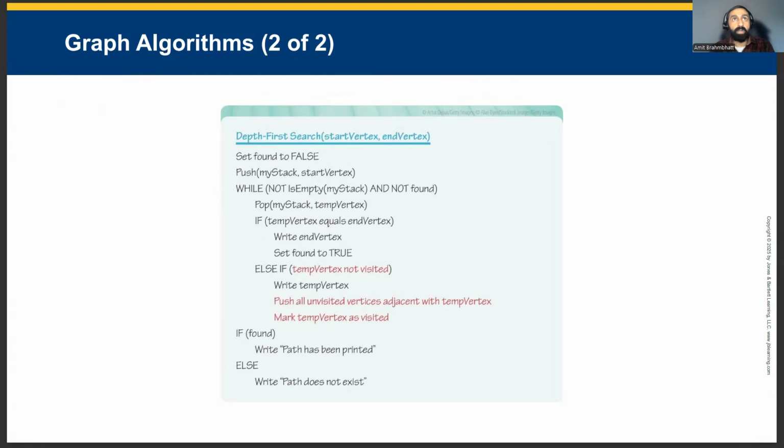Here is a graph algorithm example for depth-first search. It's a depth-first search algorithm example. So here's this visual example that helps you understand how the search proceeds. The diagram illustrates step by step how the algorithm dives deep into one branch before moving on to others.